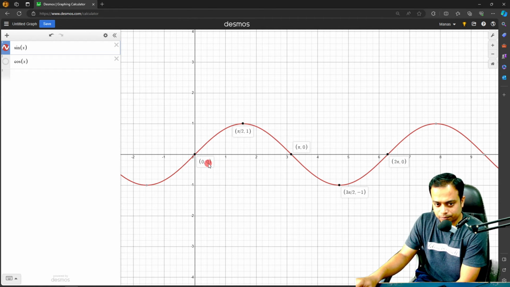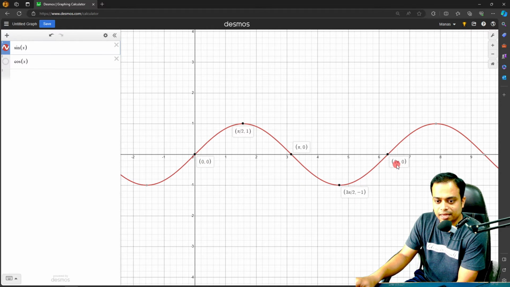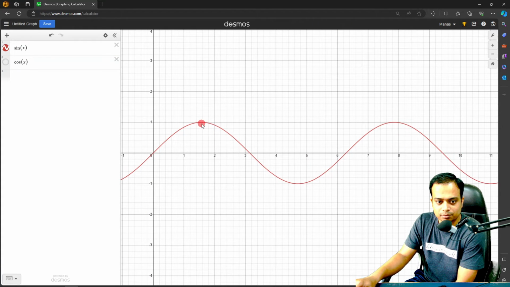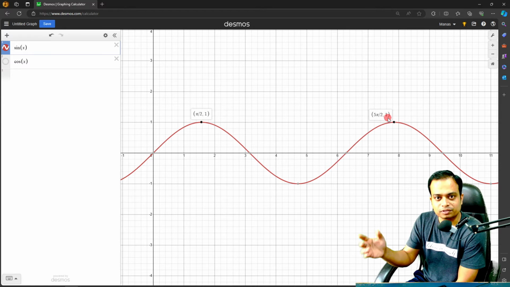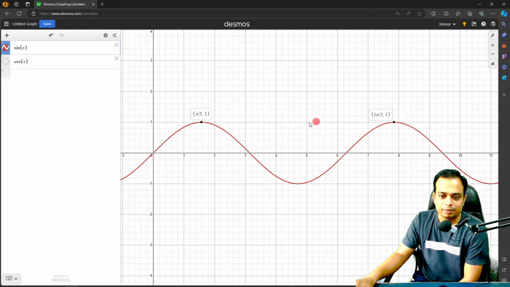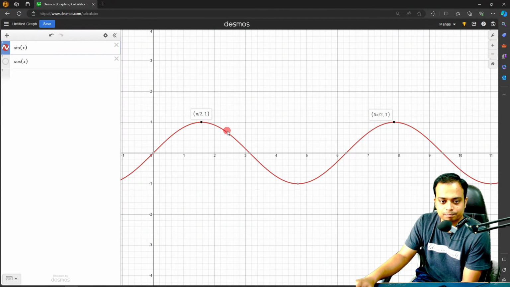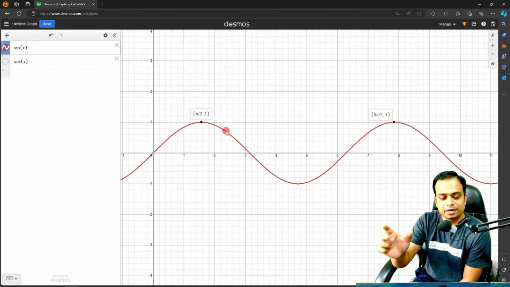If you watch between these two, when the angle was 0 and when the angle was 2 pi, you are getting the same value. Similarly, when the angle was pi by 2, the value of sine was 1, and when the angle was 5 pi by 2, the value of sin x was 1. That means it is repeating after a particular interval.